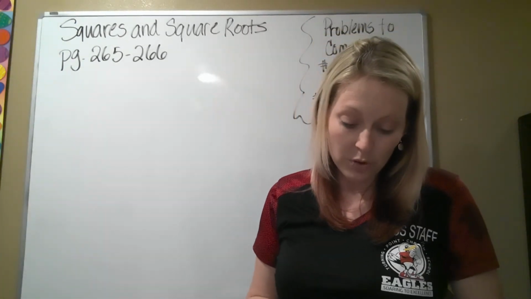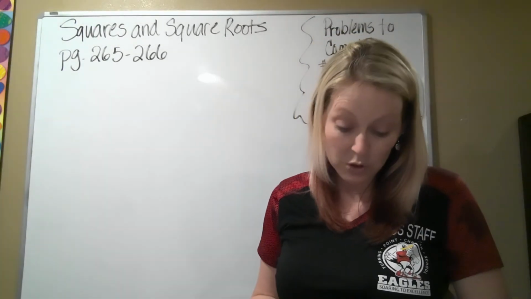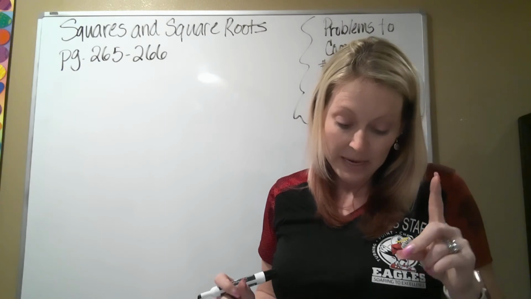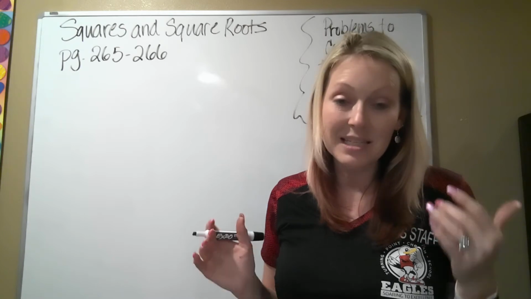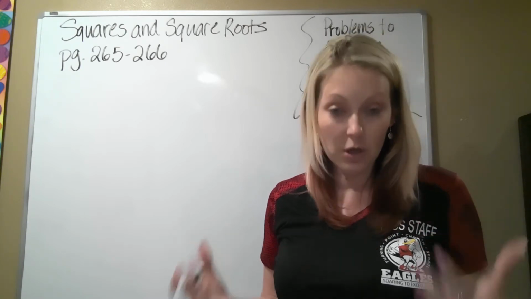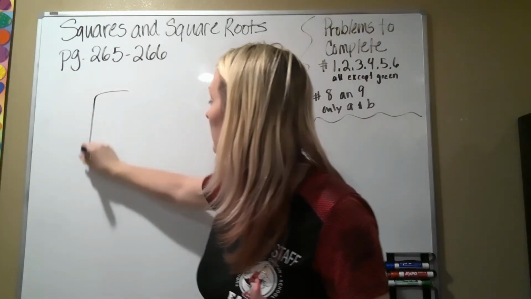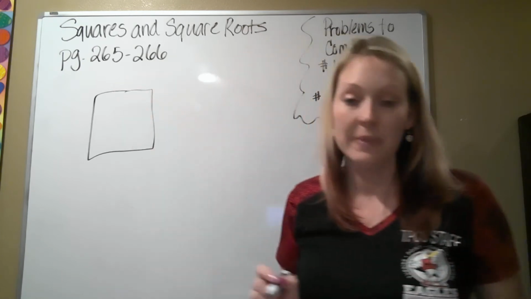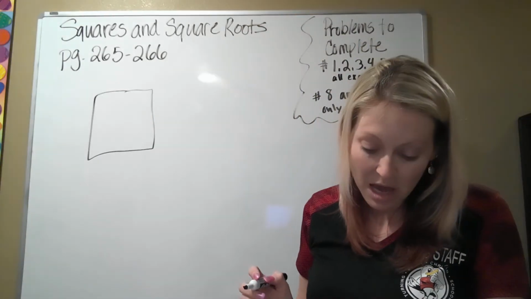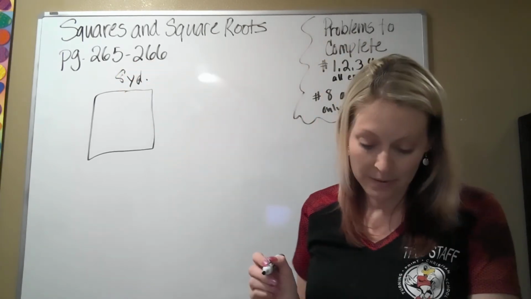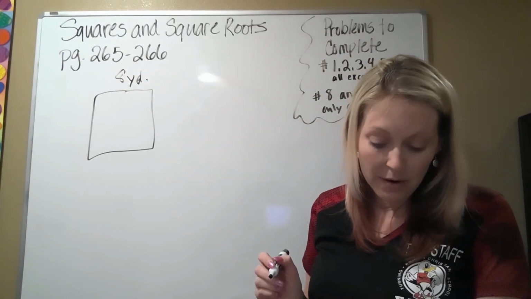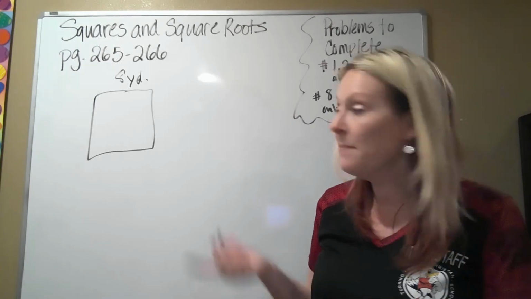Turn to the top of page 265, and we're going to do number 1. It says solve the story problems. Missy Johnson planted a square flower garden. So we have our square, right? And each side is 8 yards. What is the area of the garden? What is the area?